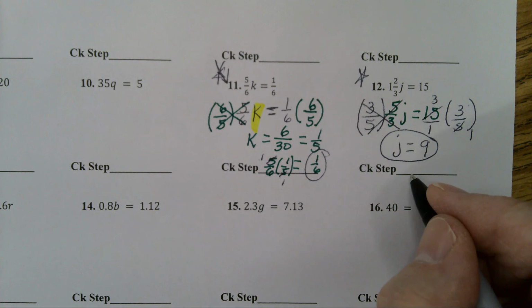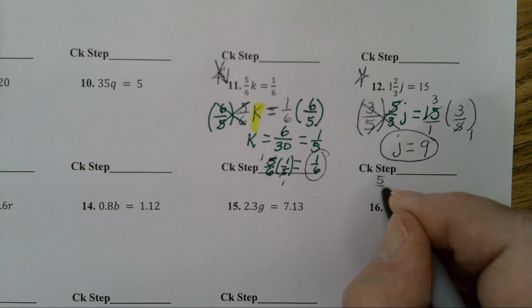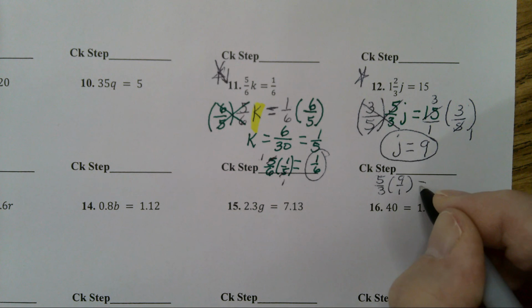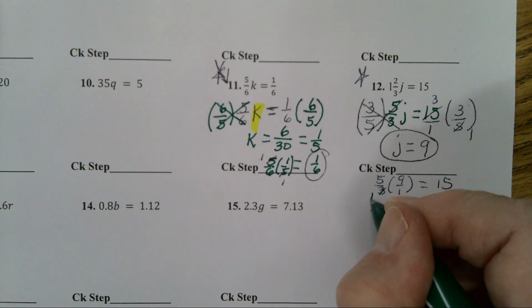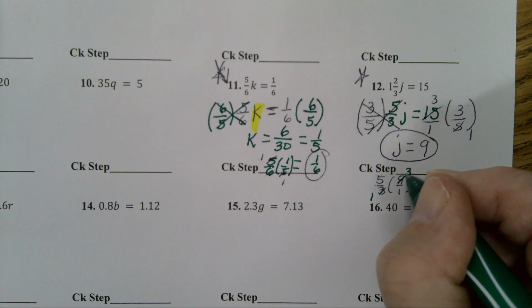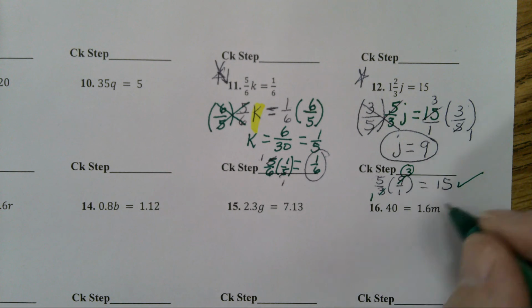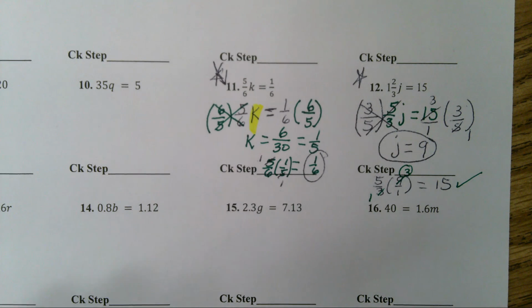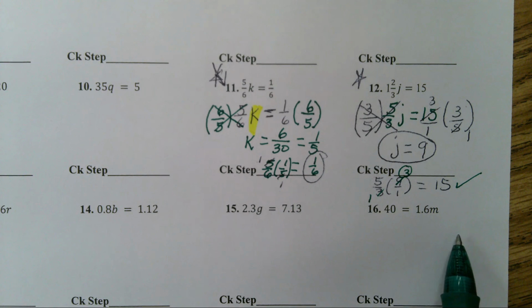Let's do the check step. Does, I'm going to do it below here, 5/3 times 9 over 1 equal 15? Well, I'm going to shortcut. 3 divides 3 once, 3 divides 9 3 times, and 5 times 3 is 15. 1 times 1 is 1. Yes, it does. Okay, now I will tell you these problems here are a lot easier than the fraction ones.